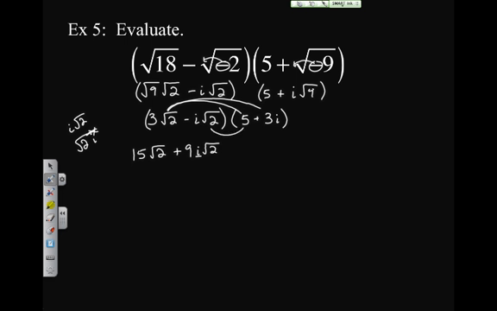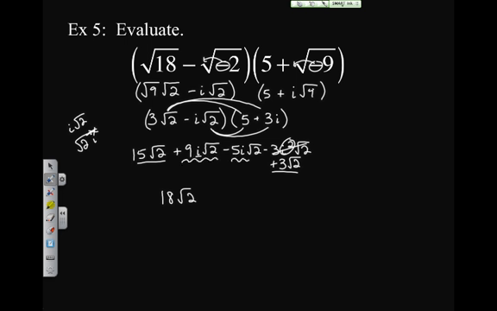So then we have this times this, that gives us a negative 5i square root of 2. And then here we have negative 3i squared square root of 2. So again, notice because of this i squared, that equals -1. That's going to change this to be plus 3 square root of 2. So now we can combine our like terms. You've got this one and this one. They have like radicals. We get 18 square root of 2.